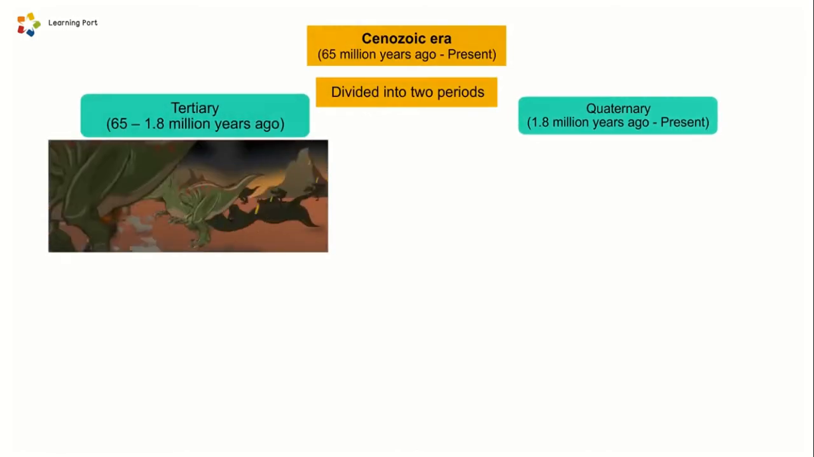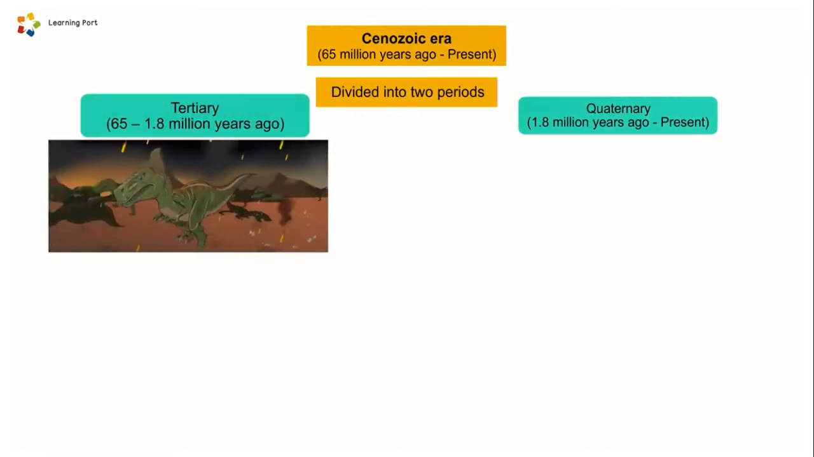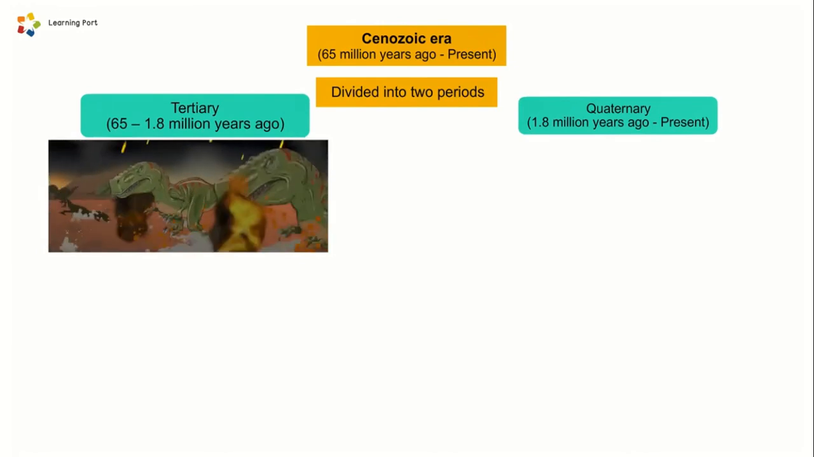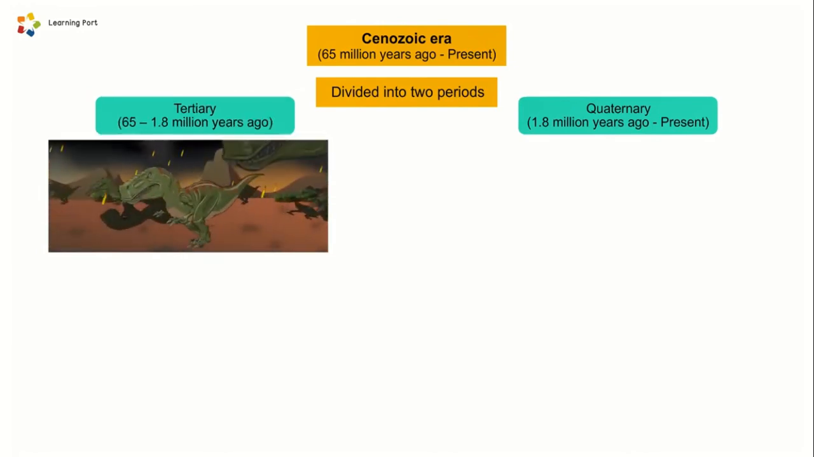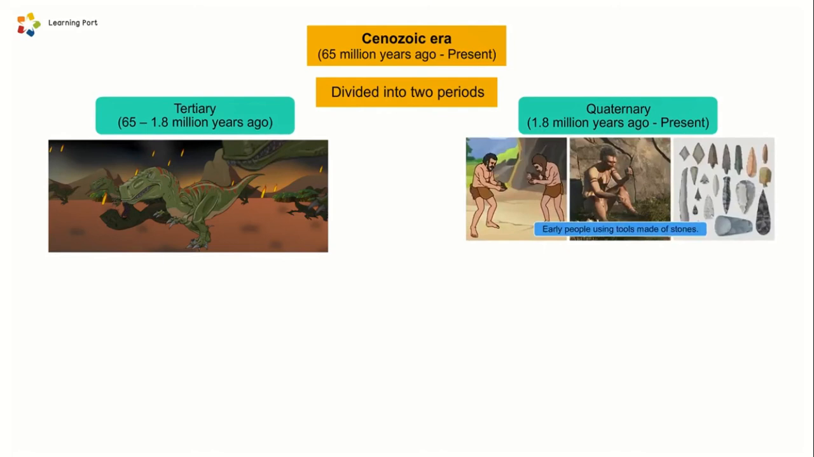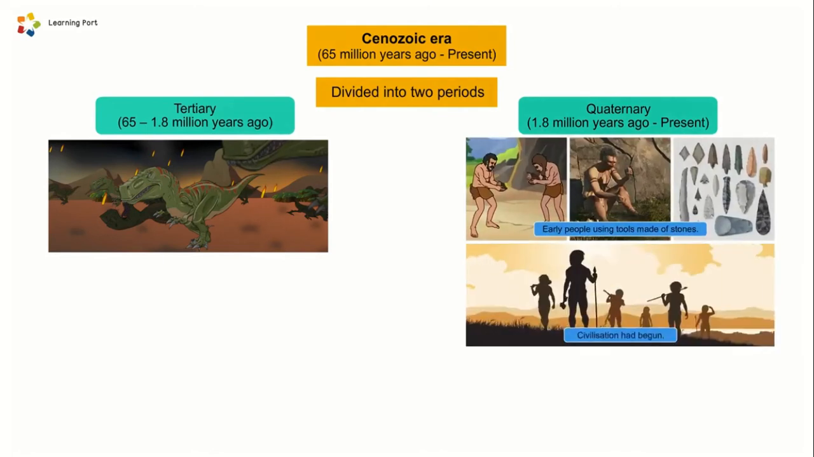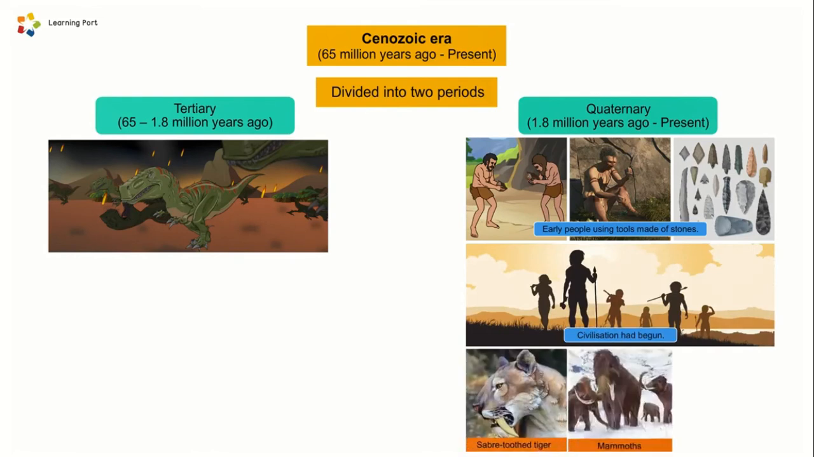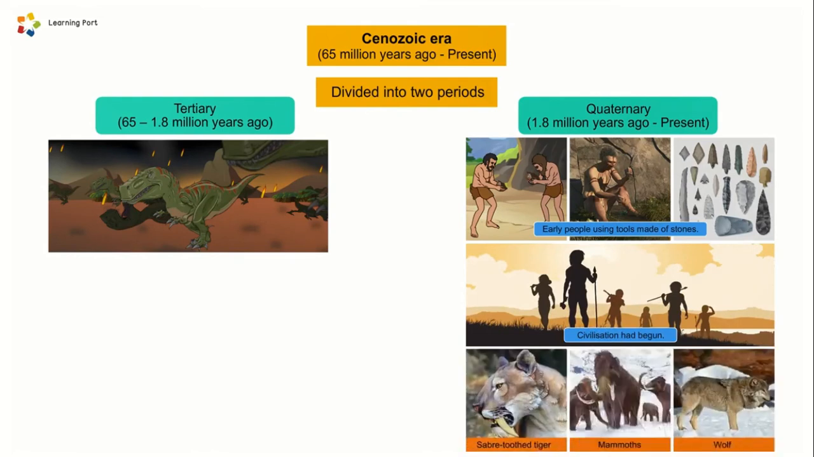The Tertiary period started with a disaster that killed nearly all the dinosaurs about 65 million years ago. The Quaternary period began about 1.8 billion years ago, and we live in the Quaternary period. During this period, early people were using tools made of stone, and civilization had begun. Among the bigger mammals present during this period were the saber-toothed tigers, mammoths, and wolves.